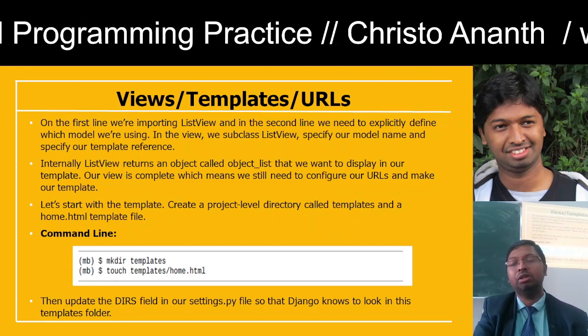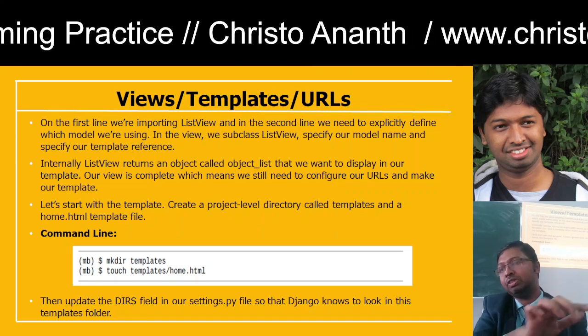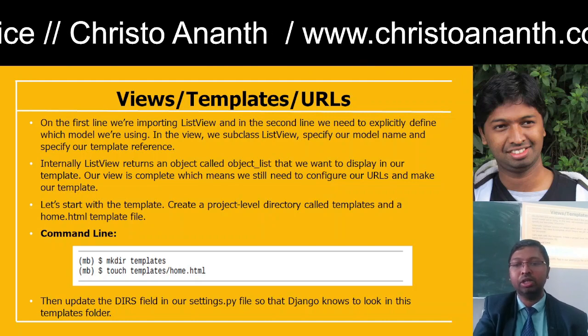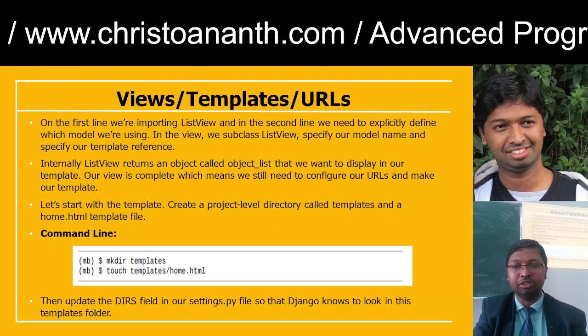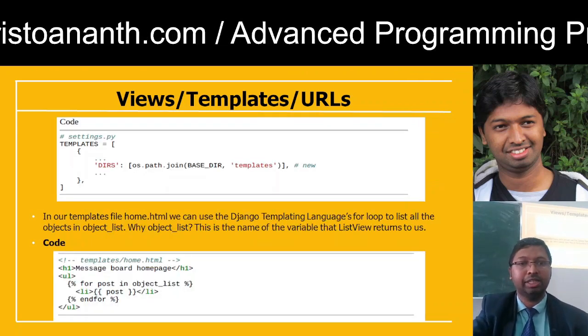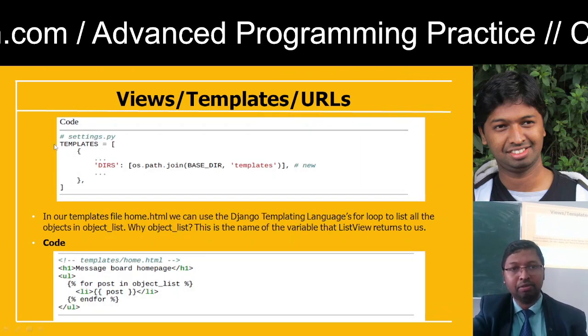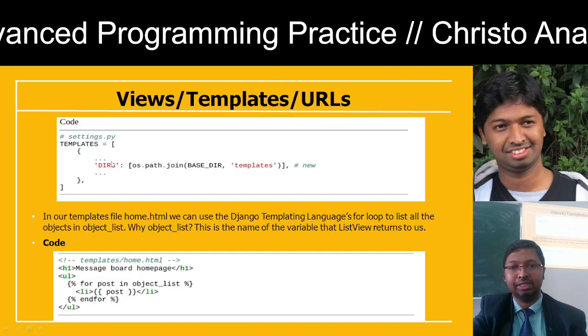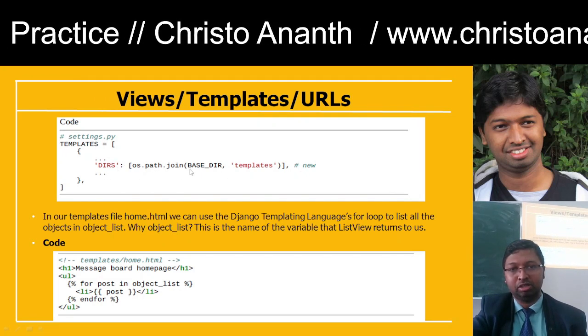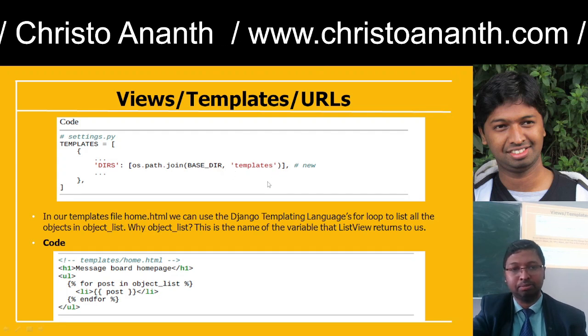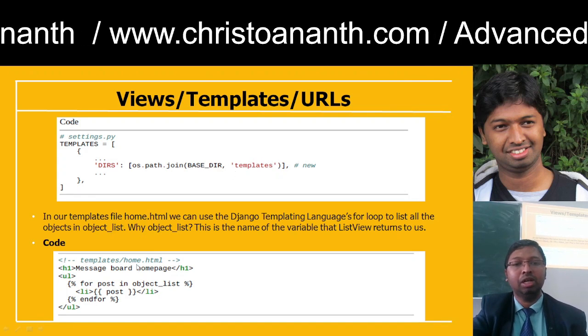Here you are going to update the DIRS field. This is very important. Only if you update it can Django actually look into the templates folder. So you will have the settings.py file, you will have TEMPLATES with DIRS, and to this you are going to add os.path.join(BASE_DIR, 'templates'). Then you will have the object_list.